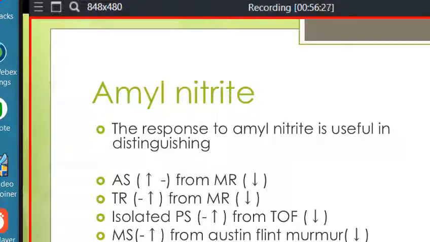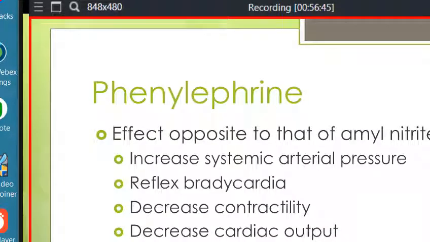And how will you differentiate a mid-diastolic murmur of MS from an Austin Flint murmur? Amyl nitrate will cause the mitral stenotic murmur to increase in intensity, whereas the Austin Flint murmur will reduce in intensity. The pulmonary regurgitation murmur will increase in intensity, whereas the aortic regurgitation murmur will reduce in intensity with amyl nitrate.